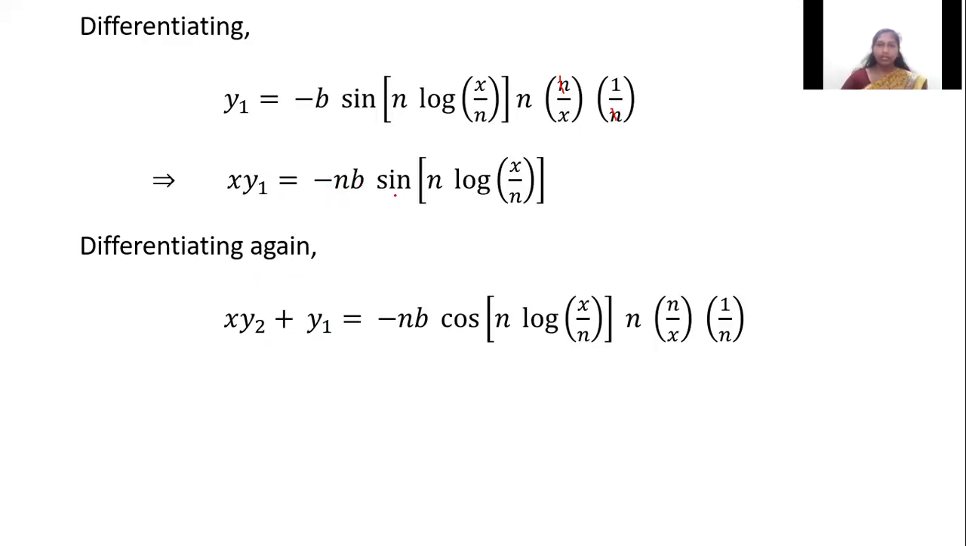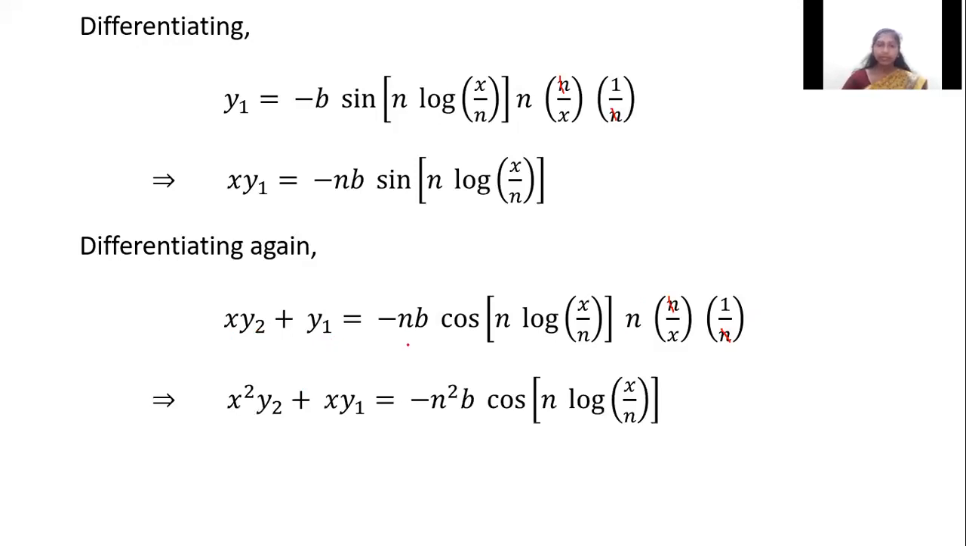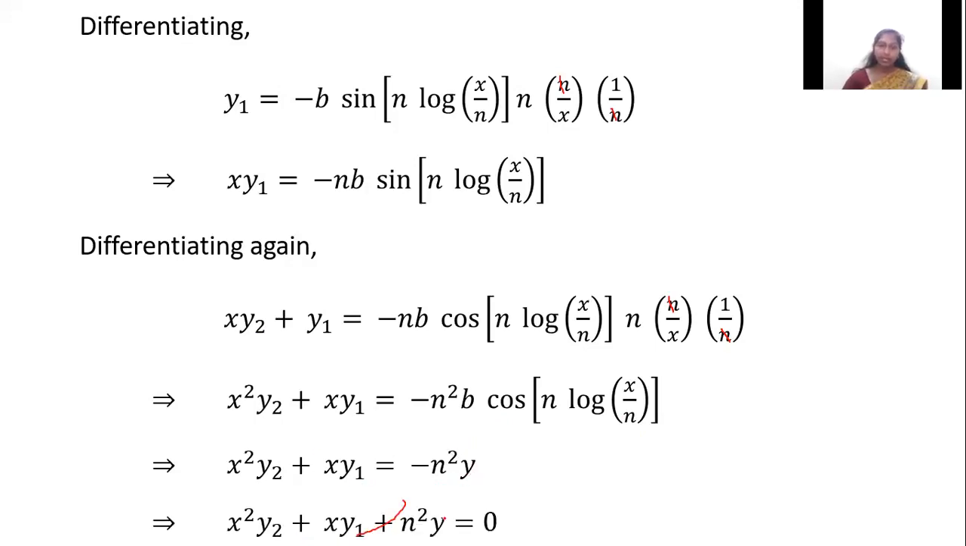Minus n b into derivative of sine, which is cos: cos of n log x by n, into derivative of n log x by n, which is n into n by x into 1 by n. Again, that cancellation; after doing the cancellation, taking the x to the LHS and multiplying this n and n together, we get x square y2 plus x y1 is equal to minus n square b cos of n log x by n. And this b cos of n log x by n is nothing but y. So I can replace it with y.